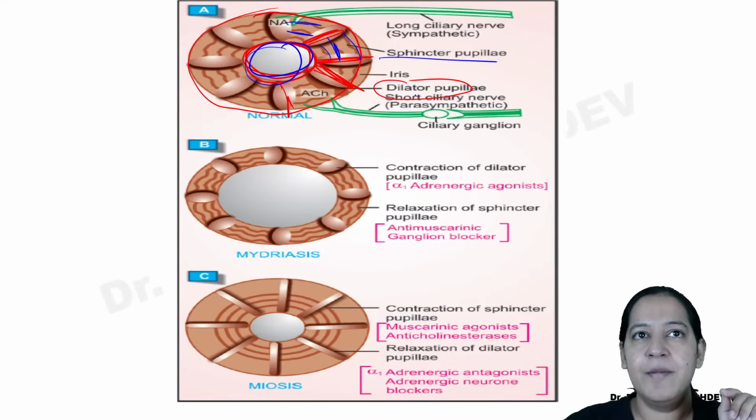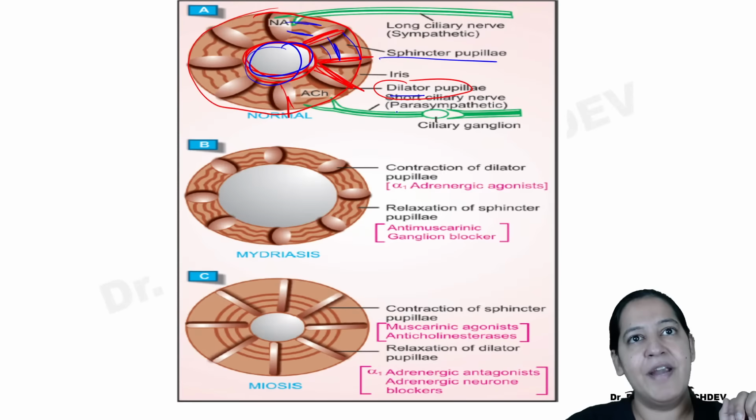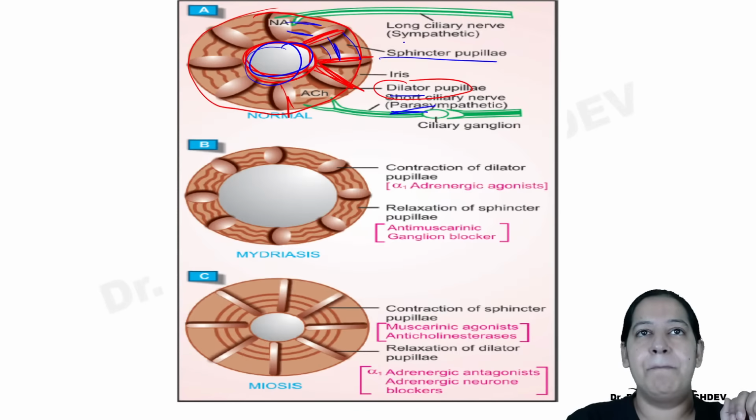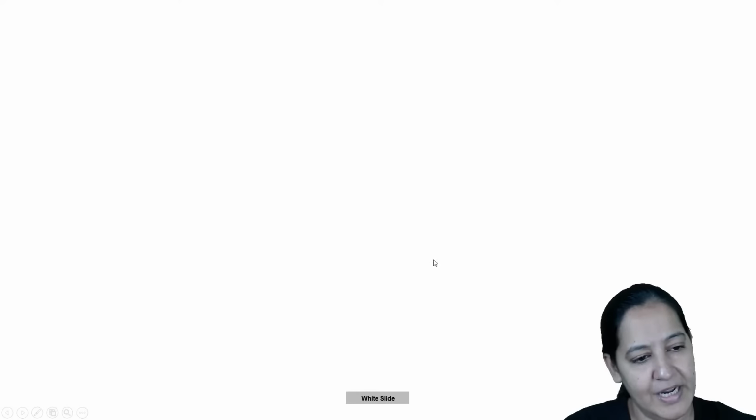Yes. Both of them are supplied by nerve. Dilator pupillae is supplied by parasympathetic fibers. And sphincter pupillae is supplied by sympathetic fibers. Let me draw separately to explain you. It is difficult. I am saying it is difficult.